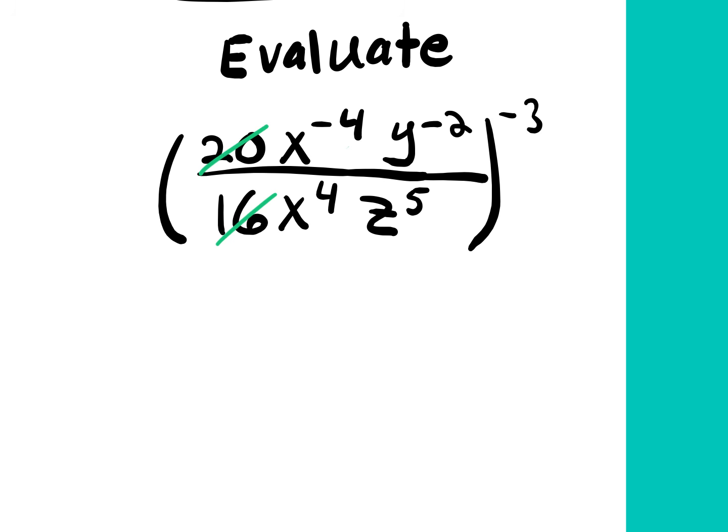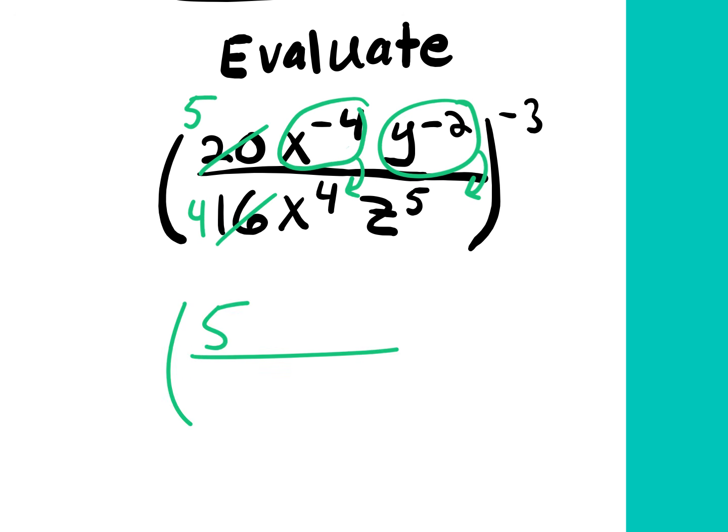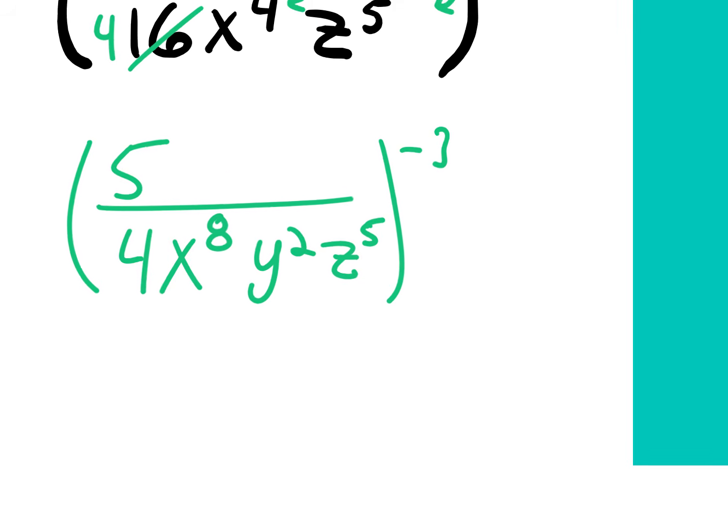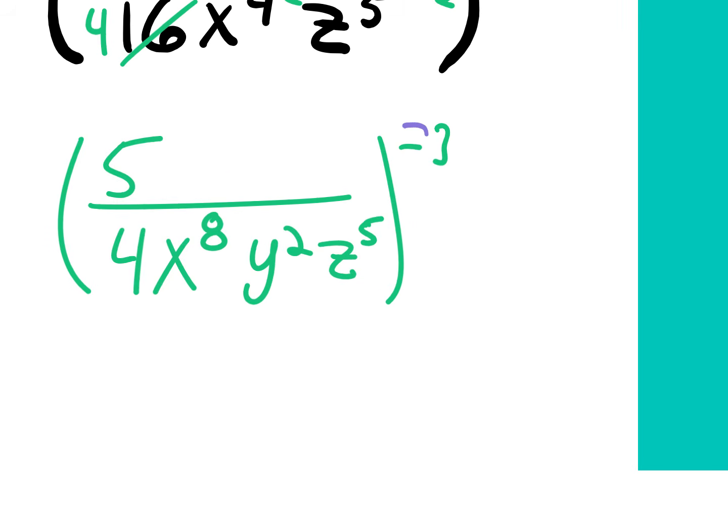The top and the bottom share a factor of 4. This is going to get us 5 over 4. This x to the negative 4 we can combine with this 4 on the bottom. And then this y to the negative 2 we can move to the bottom. So this is going to get us so far only the 5 on top. We get 4x to the 8th, y to the 2nd, and z to the 5th. This is all to the negative 3. All right, so we have that so far. We agree? Yeah, good.